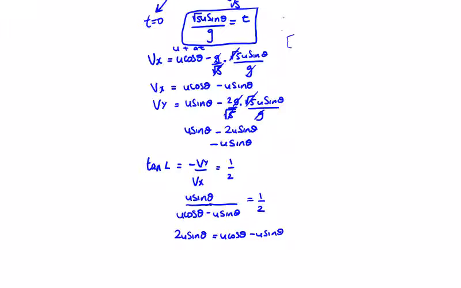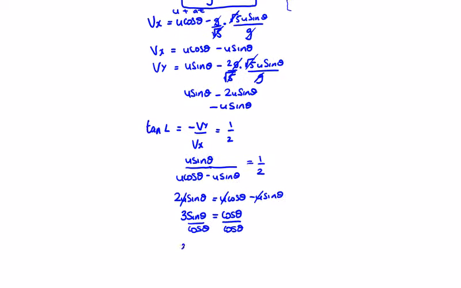Bringing the u sine theta to the left, we can divide by u again here. So we're going to get 3 sine theta is equal to cos theta. If I divide by cos theta, I'm going to get 3 tan theta is equal to 1. So tan theta is equal to 1 over 3, which is what they were looking for at the beginning of the question.